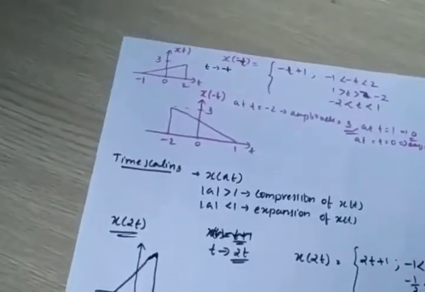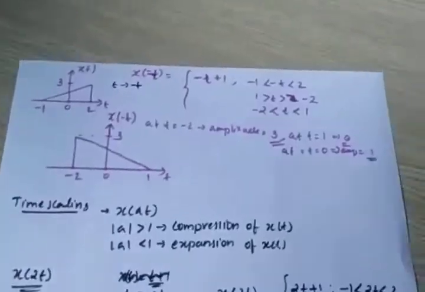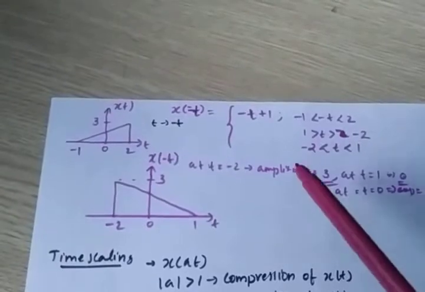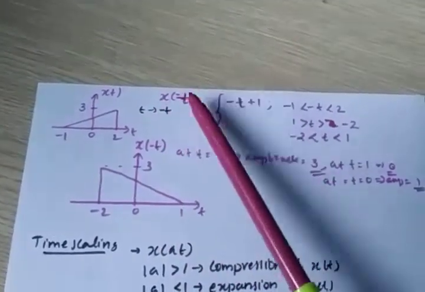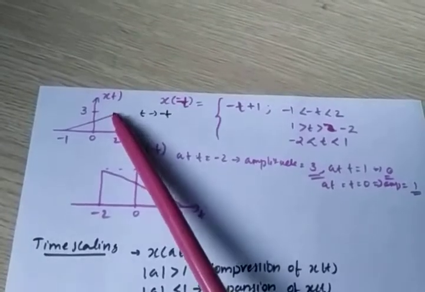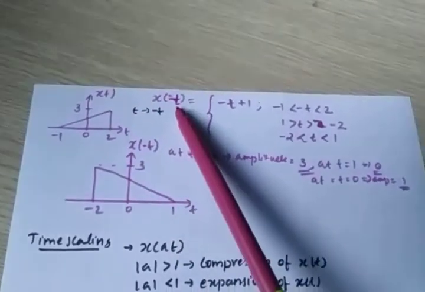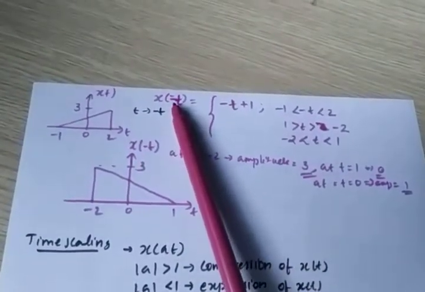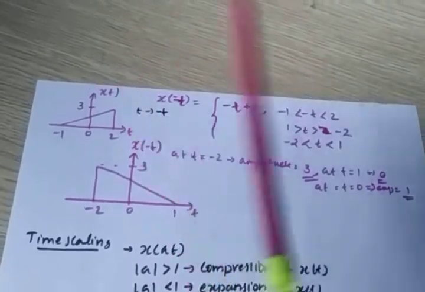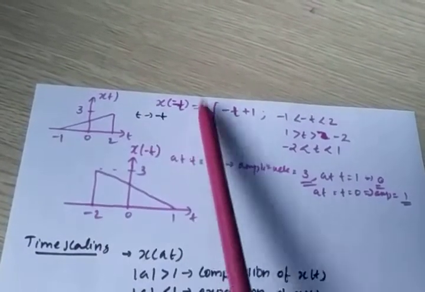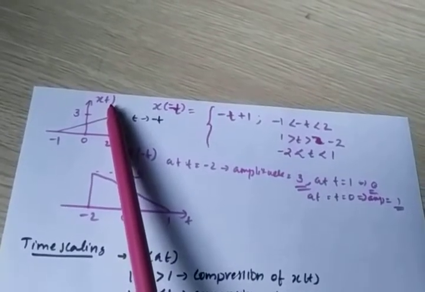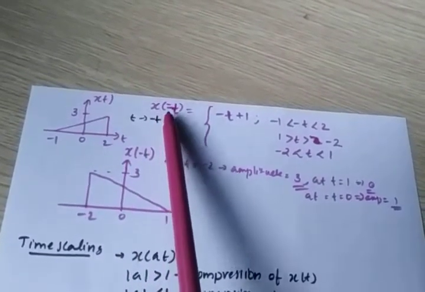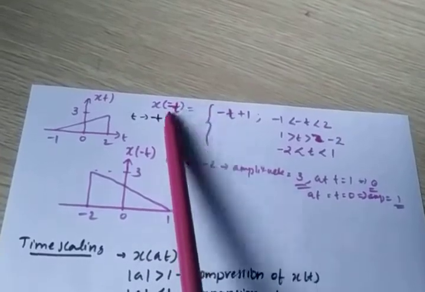Now, x of t is given. They ask to find x of -t. This is x of t. How to find x of -t? You know x of t is t plus 1. So what is x of -t? In the question, x of t is given, and they ask to find x of -t.